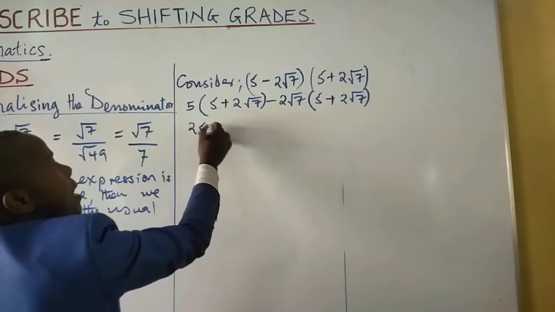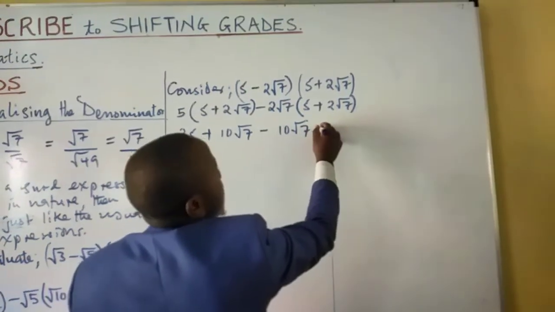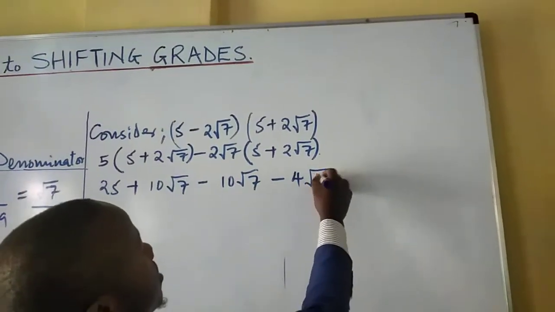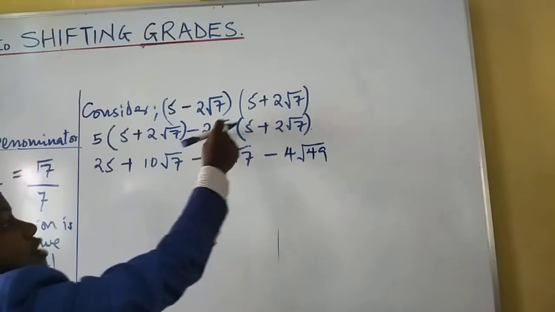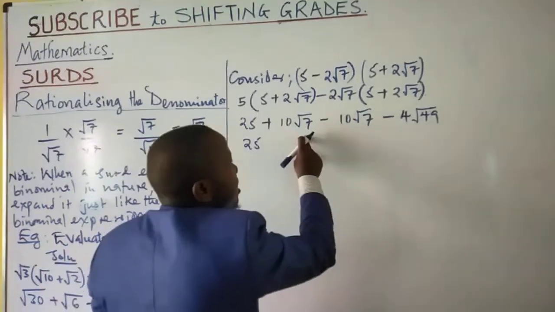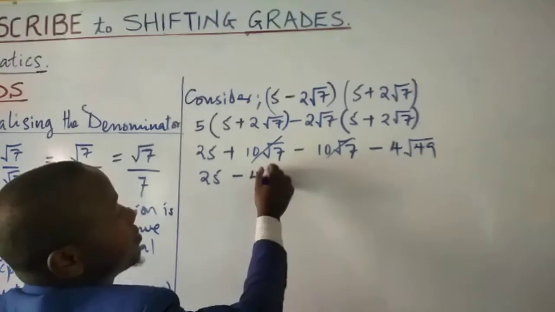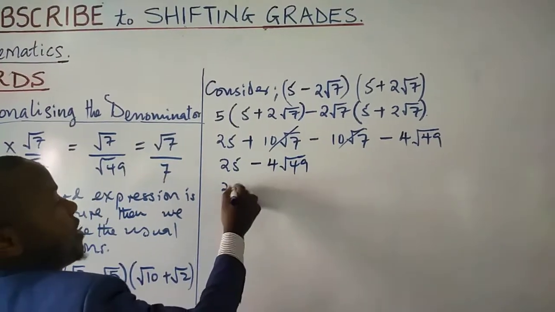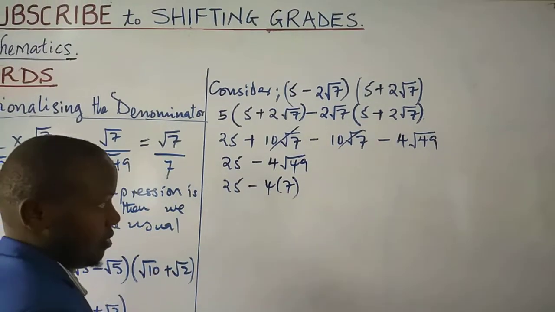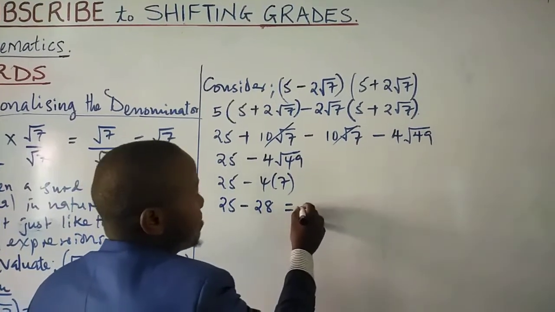Therefore, this becomes 25 plus 10 root 7 minus 10 root 7 minus again 4 root 49, when you multiply 2 by 2, and under the roots 7 by 7. The 10 root 7 minus 10 root 7 simplifies. It becomes 0 because it's a common term. So we have 25 minus 4 root 49. The root of 49 is known. It's 7. Therefore, this becomes 25 minus 28. This becomes negative 3.